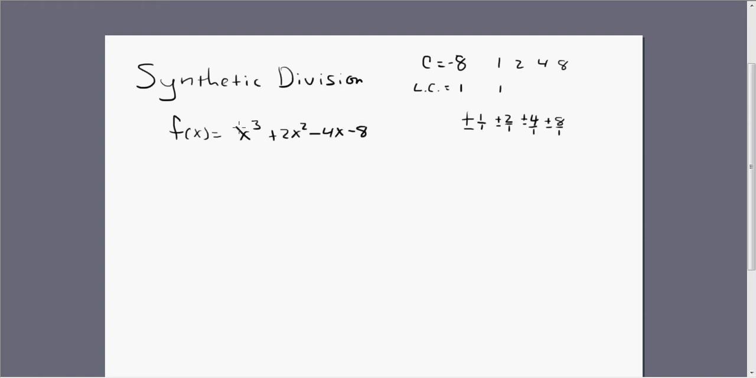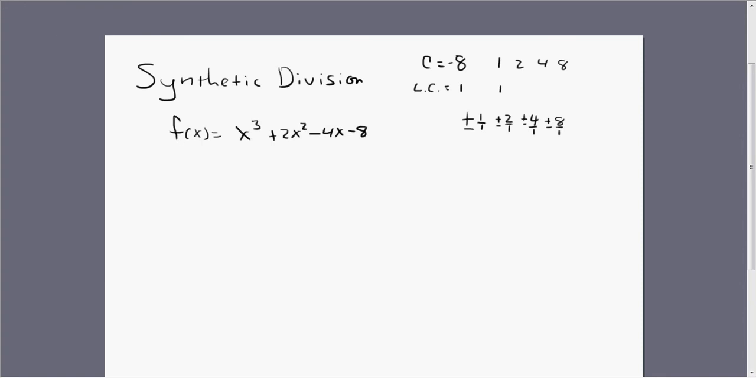So for example, if we take a look at this function f of x equals x cubed plus 2x squared minus 4x minus 8, our constant is negative 8. Our leading coefficient, although it's unwritten, is 1. So that tells us if we are going to have any solutions, and remember it's possible that we won't, the possible solutions are going to be the constant over the leading coefficient, which is plus or minus 1 over 1, plus or minus 2 over 1, plus or minus 4 over 1, or plus or minus 8 over 1.